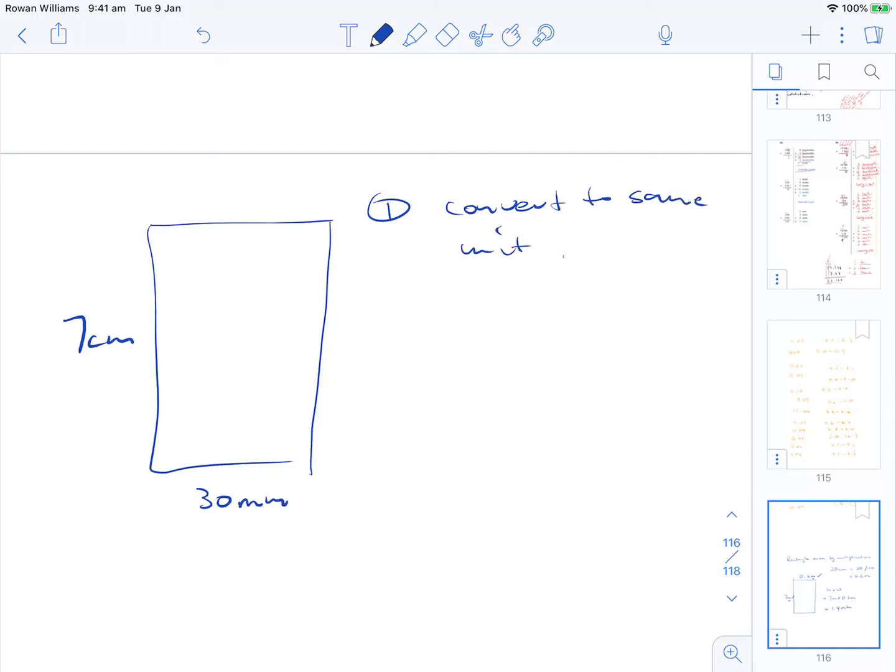And so what I'm going to do is, I know that 30 mils is 3 centimeters. So there's 10 mil per centimeter. So I can change 30 mils over to 3 centimeters. Now I have centimeters and I've got centimeters. I'm good to go. So now I just do height times width equals 7 centimeters times 3 centimeters, which equals 21 centimeters squared.